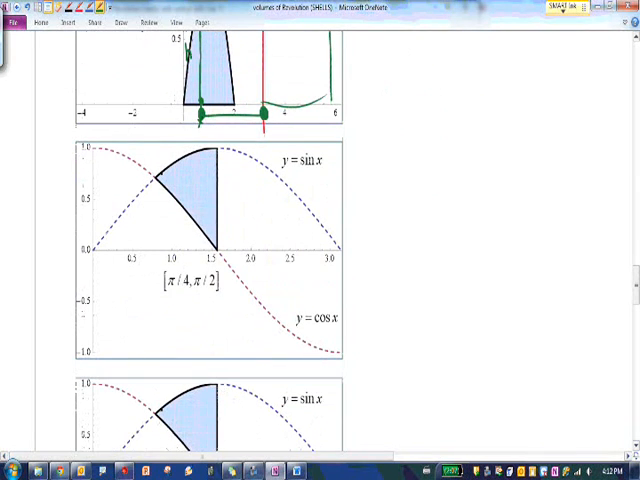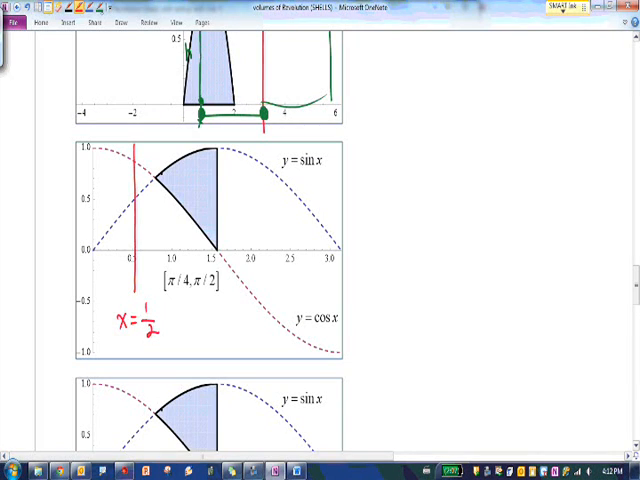Let's go on to this function. In this situation, I actually have two curves. One is sine and one is cosine, and I'm only going from this interval. So let's say I randomly say I want to spin it about x equals 1/2.